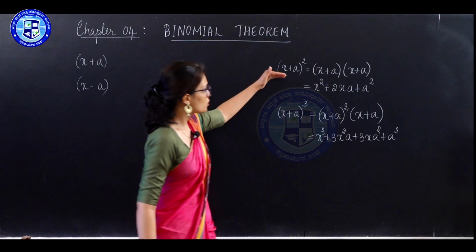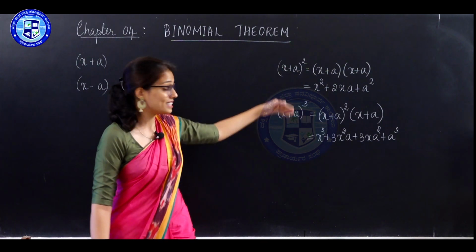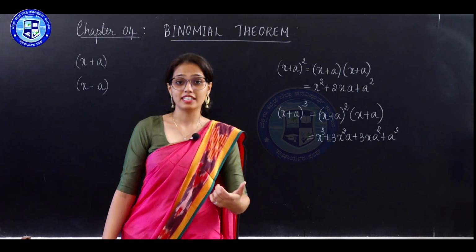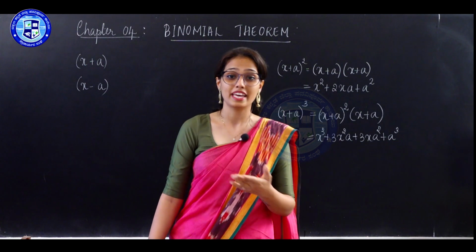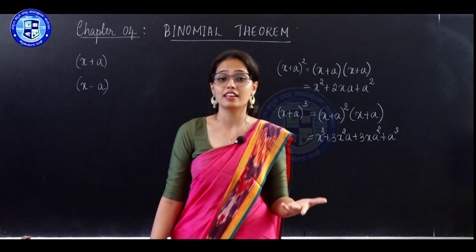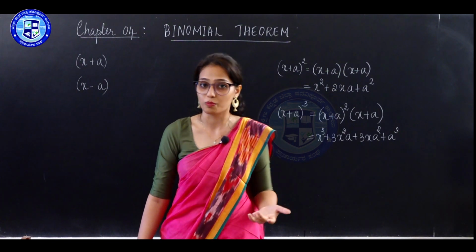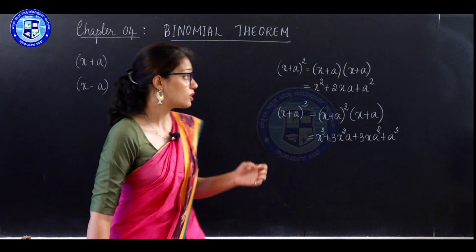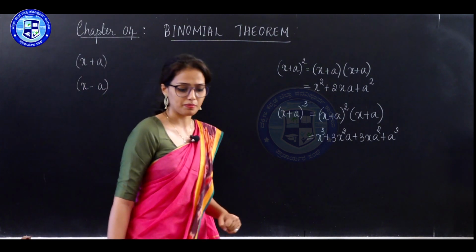So, squaring and cubing the binomials, we have got these identities. The identities a plus b the whole square, a plus b the whole cube, x minus a the whole square and x minus b the whole cube. Okay? So, we have found out such identities using the method of repeated multiplication.